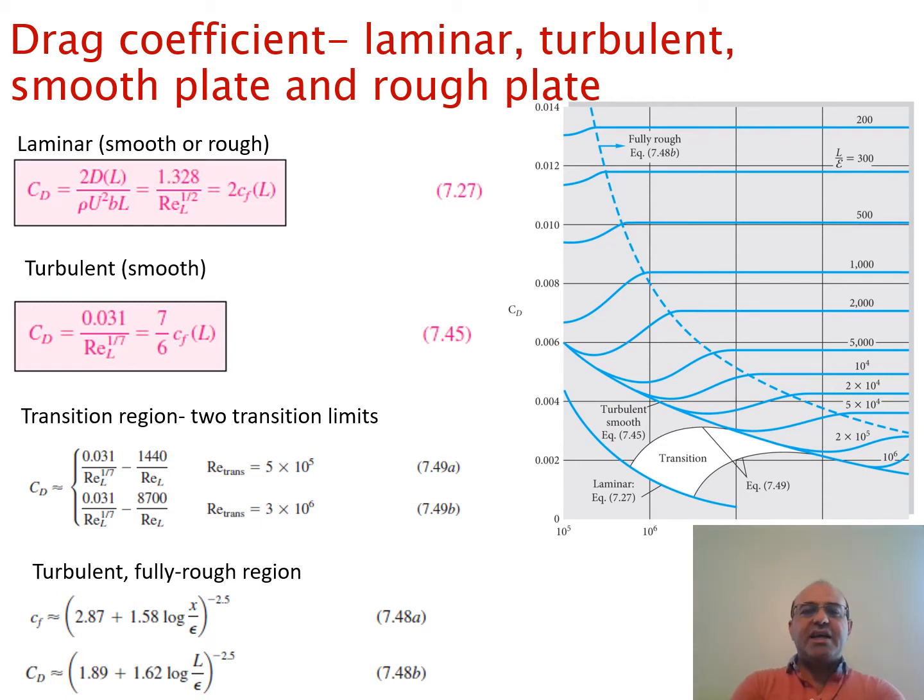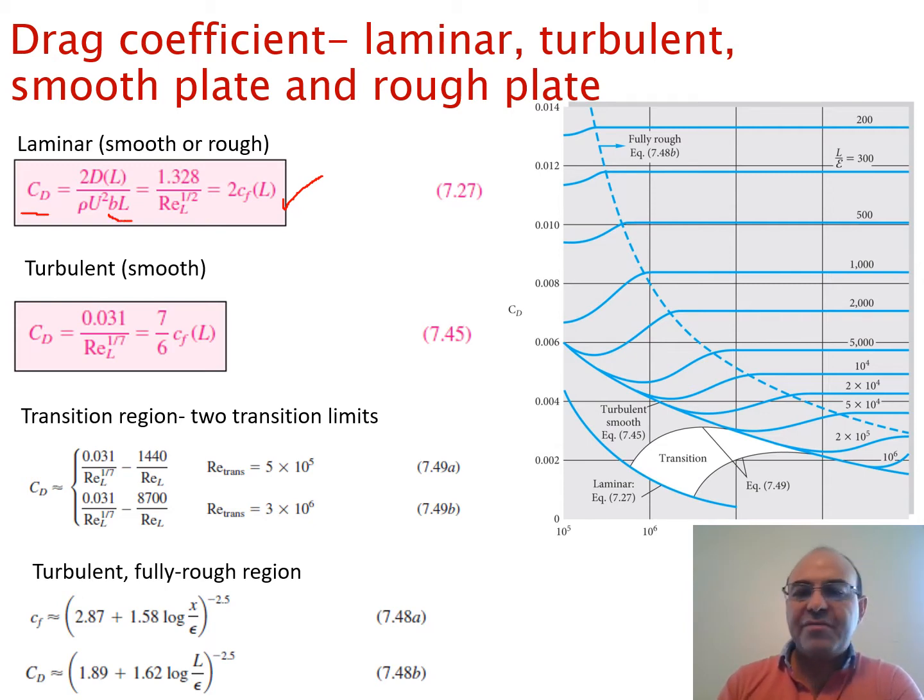In the previous lectures, we talked about boundary layers for laminar flow, and we talked about this equation for CD, the drag coefficient for laminar flow. This equation is obtained from the Blasius solution of the boundary layer. And CD is the ratio of the drag force divided by 1/2 rho u squared times the area of the plate.